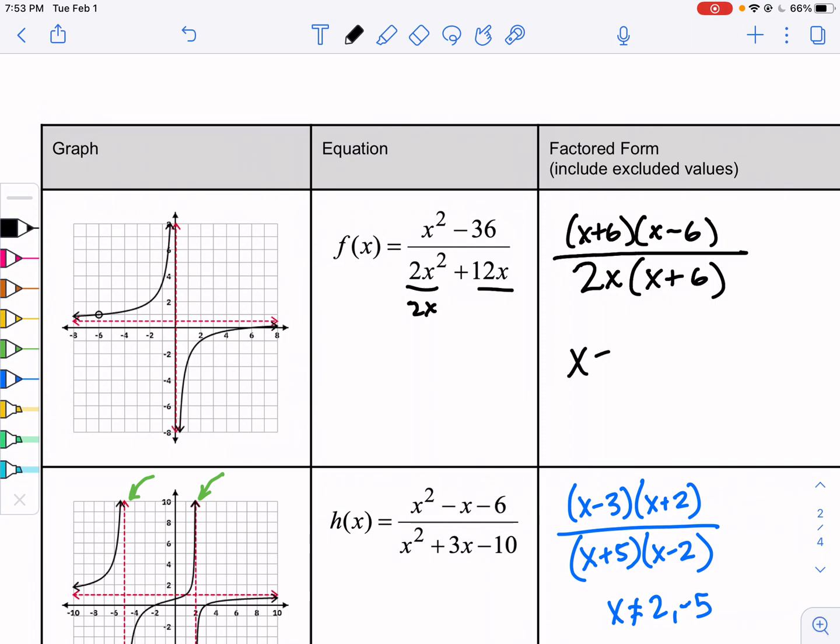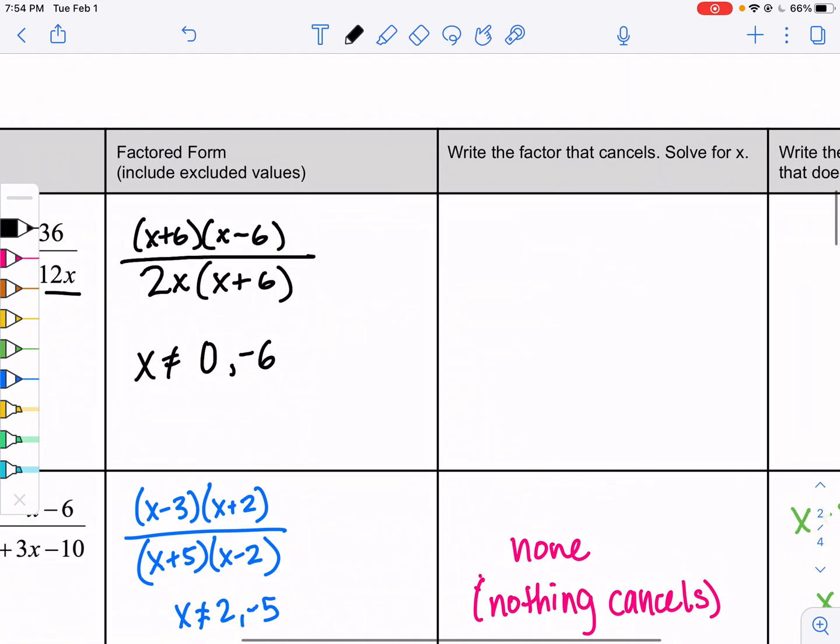I see here that x is not allowed to be 0 from this, and it's not allowed to be -6 from that. So I know those are going to be my two places where there are either holes or vertical asymptotes. Looking at my graph, I can see them there. It says write the factor that cancels. So looking here, x plus 6 and x plus 6 cancel. So I'm going to write that down.